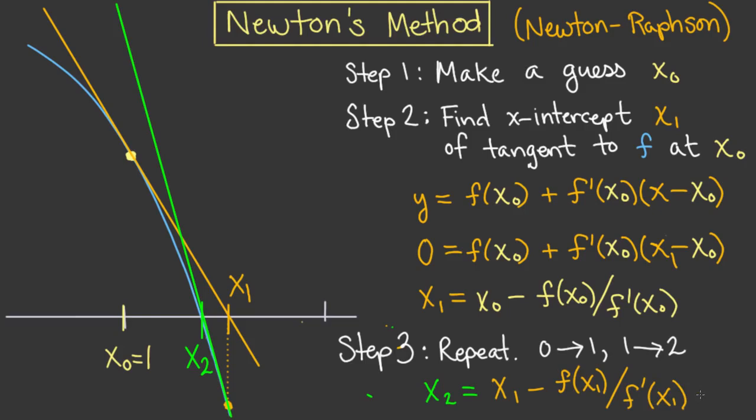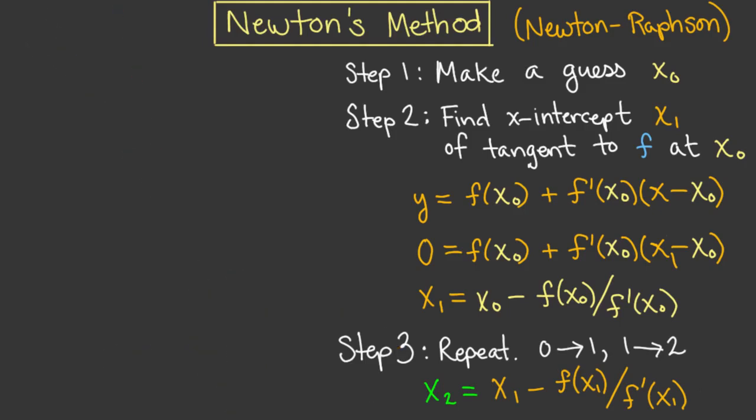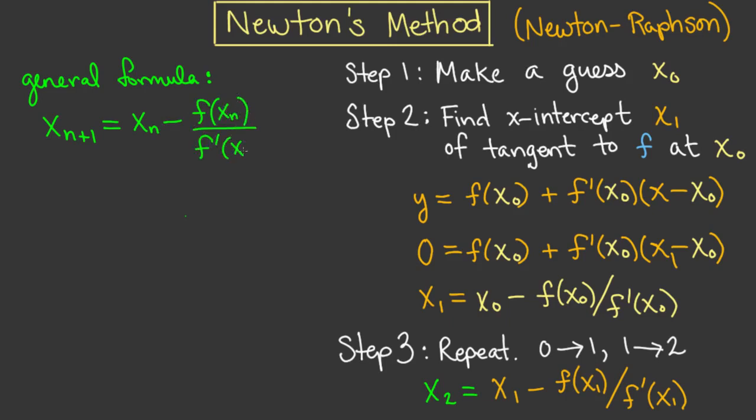Now I'm going to erase the geometric picture so that I have some space to write the general formula. In general, the n plus first approximation to the root is given by the nth approximation, x sub n, minus f of x sub n divided by f prime of x sub n.